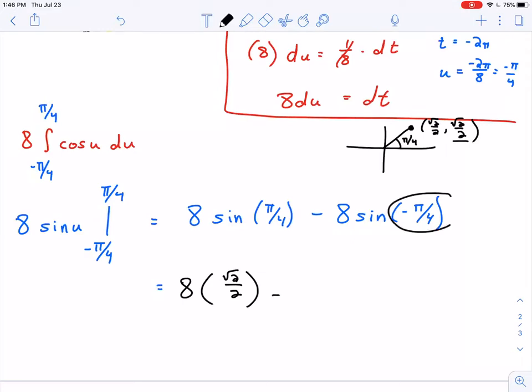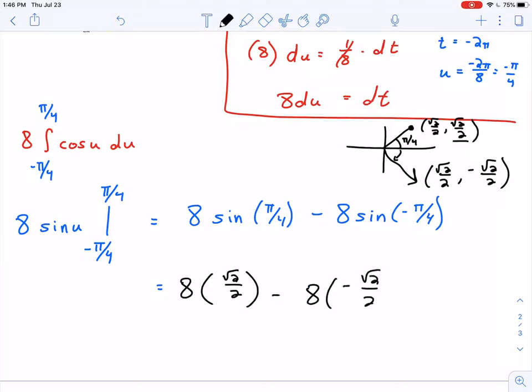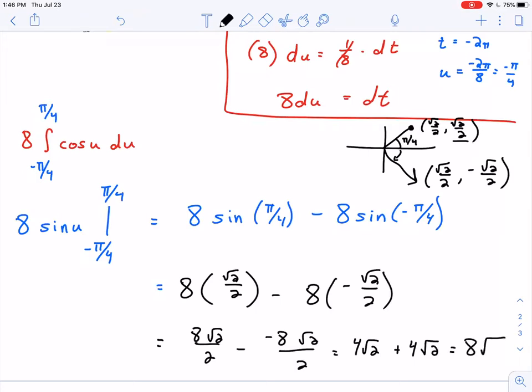Minus, over here, this time I'm working with negative pi over 4. Remember, that means I'm living in the fourth quadrant. So it'd be radical 2 over 2, comma, negative radical 2 over 2. So minus 8 times negative radical 2 over 2 is our y value there. And then I've got 8 radical 2 over 2 minus negative 8 radical 2 over 2. So I should have 4 radical 2 plus 4 radical 2, which gives me 8 square root of 2.